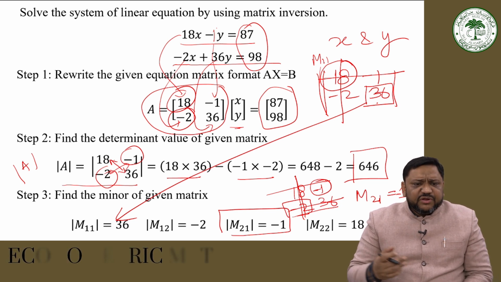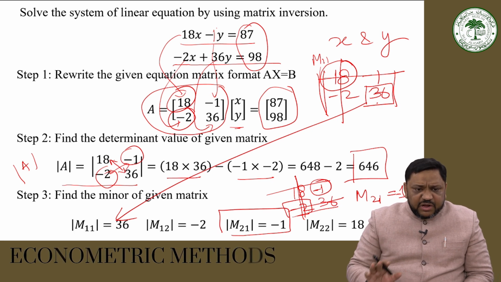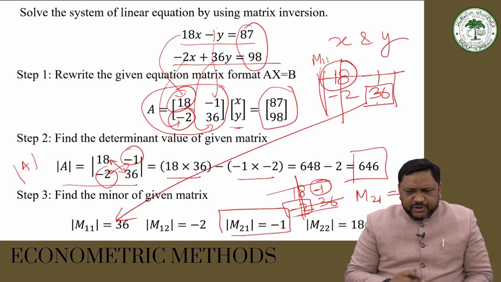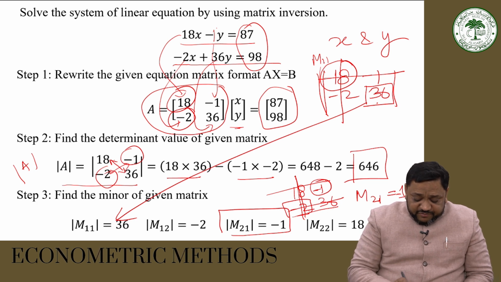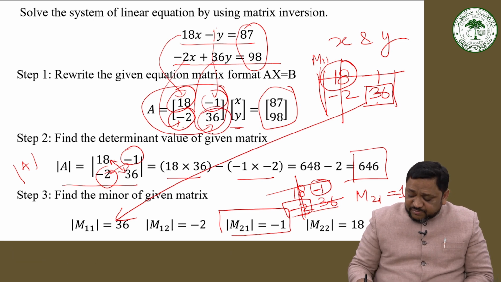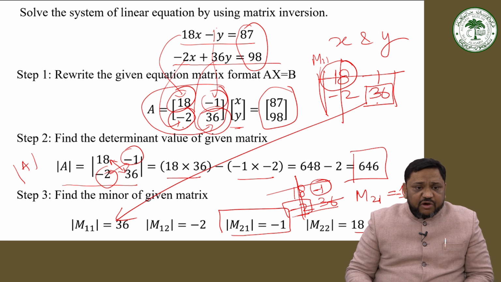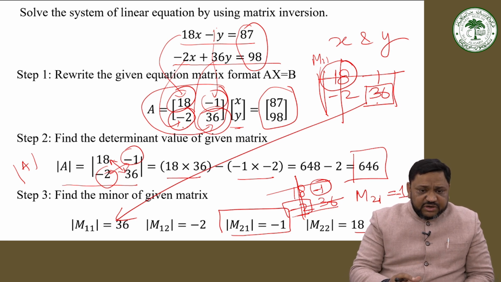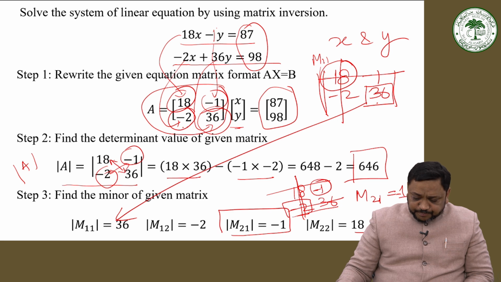If it is a 3 by 3 matrix, then it is a bit different, but at the moment we need to solve it for a 2 by 2 matrix, so that's what we are doing here. Similarly, we find the minor for this minus 1, which is equal to minus 2, and the minor for this term is equal to 18. So what we have done in this slide till now is find the determinant, and then see how to get the minor.